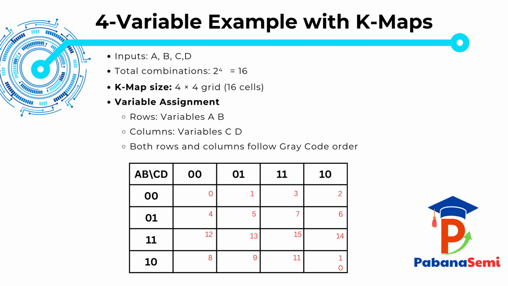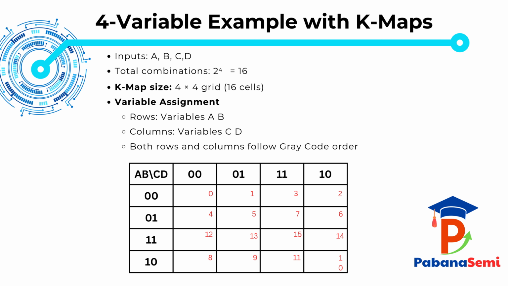Variable assignment. Now, let us understand how variables are assigned in the K-map. Rows represent variables A and B. Columns represent variables C and D. Both the rows and the columns follow gray code order, not binary order. This gray code arrangement ensures that adjacent cells differ by only one variable, which is essential for correct grouping.